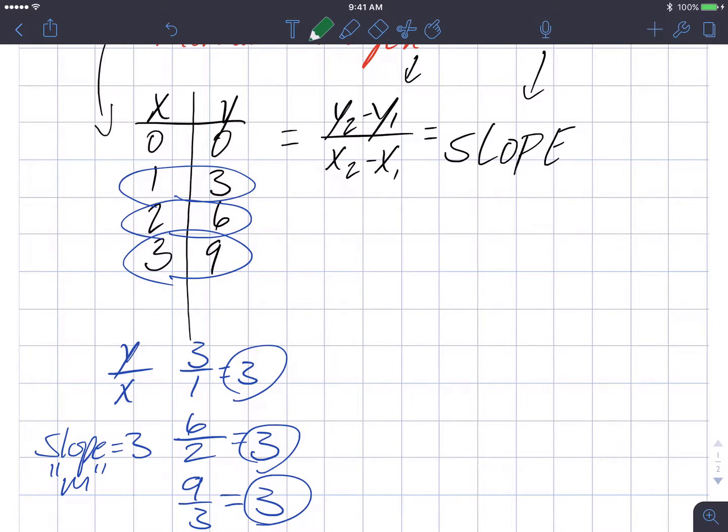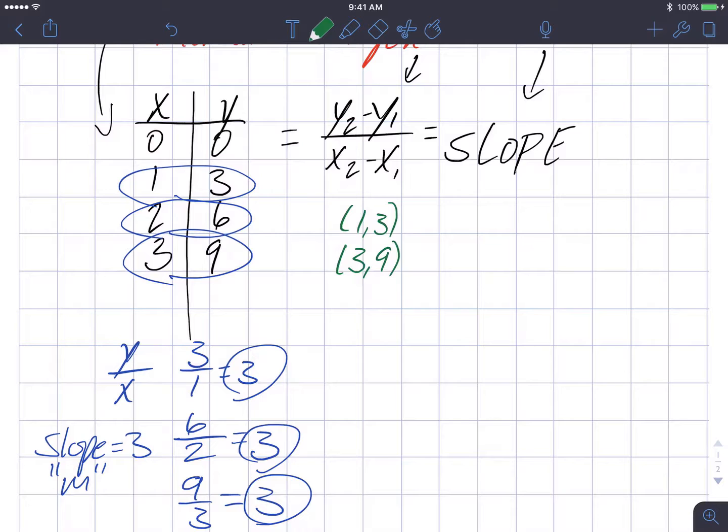So let's just take 2 points. Let's take 1, comma 3. And let's do the next one. Actually, let's jump to the third one. 3, comma 9. Okay? And we're going to label this x1, y1, x2, y2. Okay?